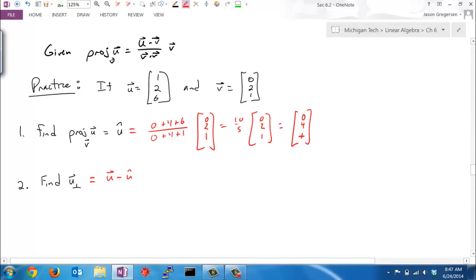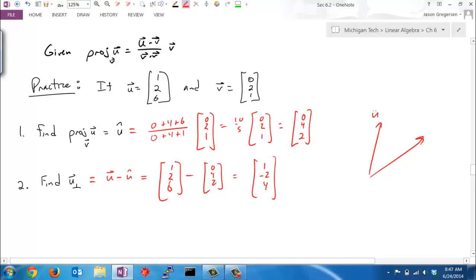Yep, 0, 4, 2. Thank you. All right, now I just find this u perp by taking the difference of these two vectors. So I have u, 1, 2, 6 minus 0, 4, 2. And it looks like I get 1, negative 2, 4.